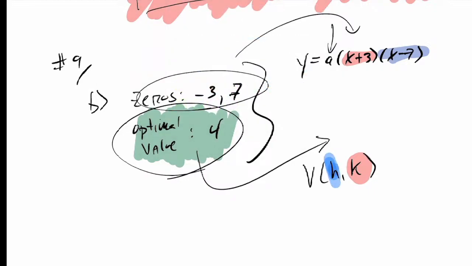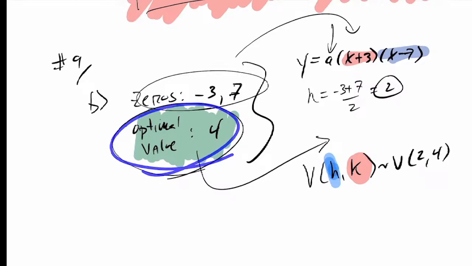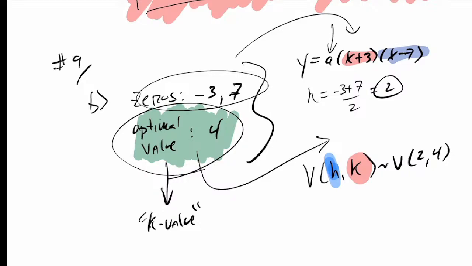Does anyone know how I can find my h value? Well, my h value is my axis of symmetry. So they gave me zeros at -3 and 7. And if my h value represents my axis of symmetry, I can add up my roots and divide by 2. So my h value is 2. Therefore, the vertex of this quadratic is really (2, 4), because they use the word optimal value. You might see this on the exam tomorrow, but that's just your k value. And by adding up the roots and dividing by 2, I get my h value.